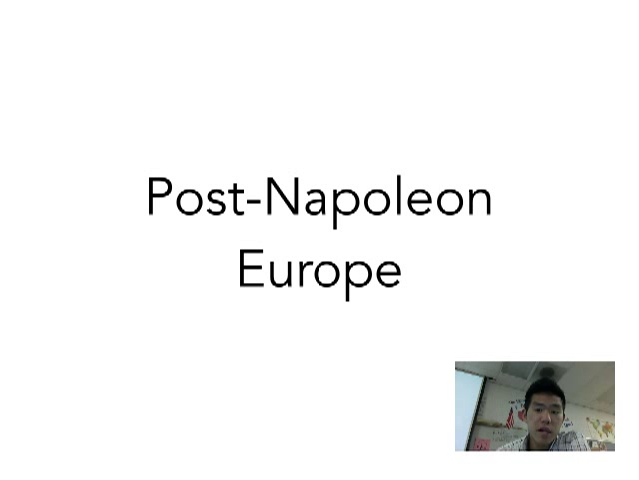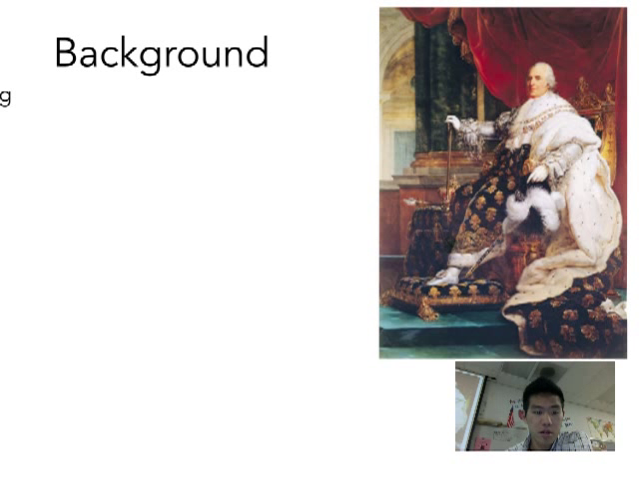We're talking about Europe after Napoleon, what happens in terms of all the decisions. The main things we're going to be talking about are really the Congress of Vienna and the Concert of Europe. A little bit of background.